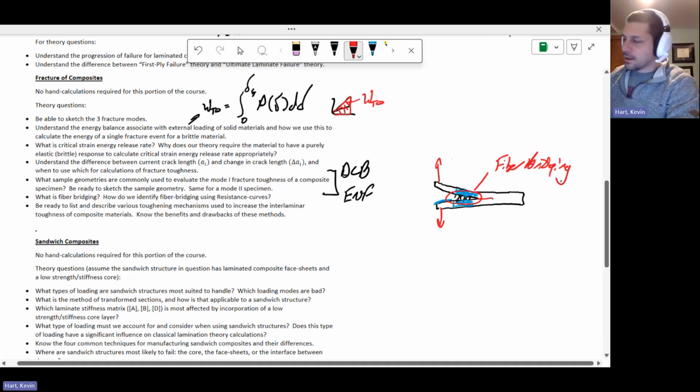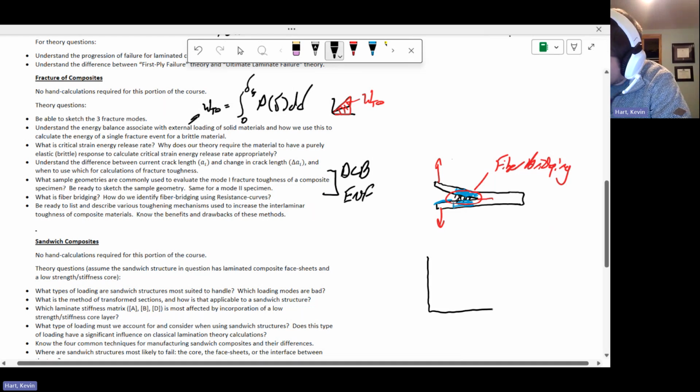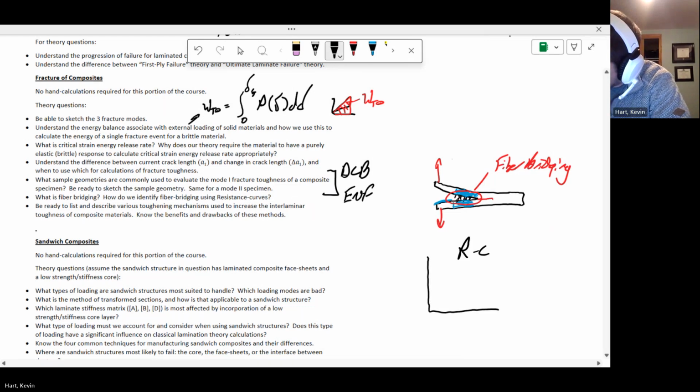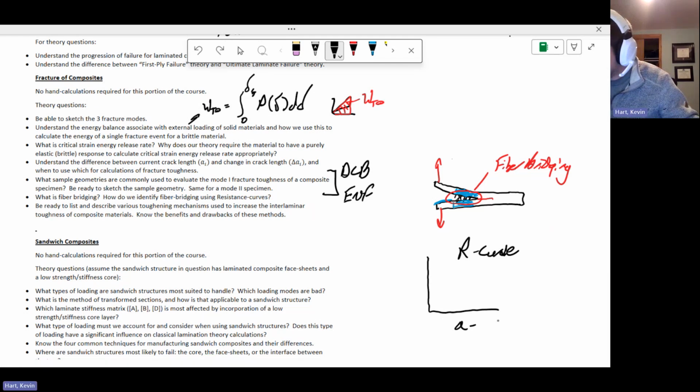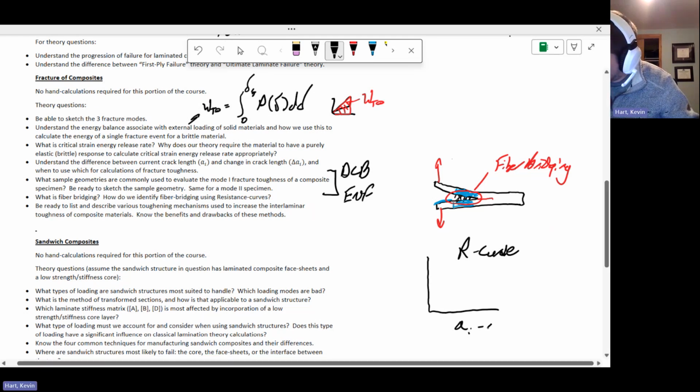Okay. And how does that rear its head in the resistance curve? Well, let's remember what the resistance curve is. So here's my R curve, called the resistance curve. On the x-axis, this is a_i minus a_0, so it's the current crack length minus the original crack length. And then on the y-axis, we have the G1C values that are calculated.